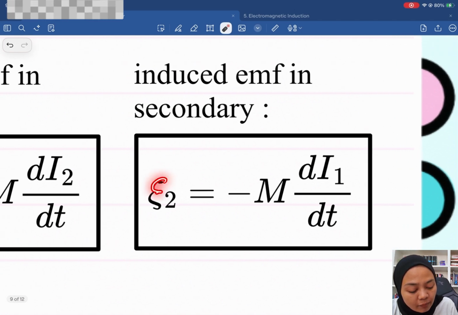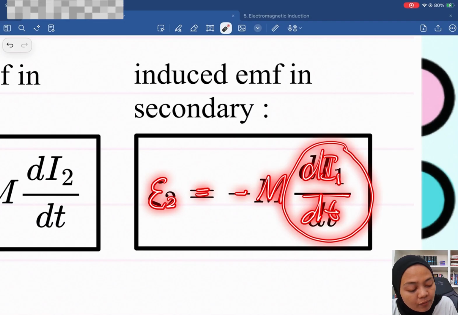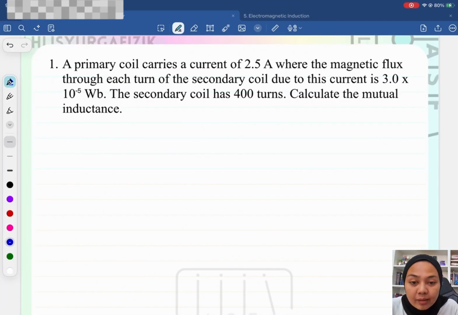The same shape for the induced EMF for the secondary coil happens when there is a change in the current of the primary coil. Now let's try this tutorial.